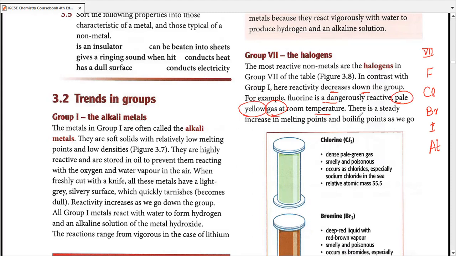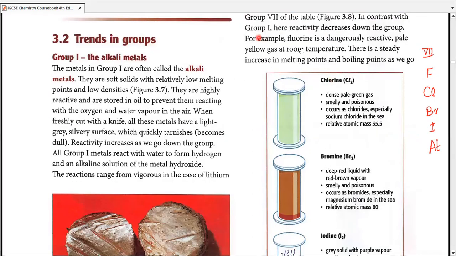All right. There is a steady increase in melting and boiling points as we go down this group from fluorine to astatine. And we're going to discuss some specific properties with the help of a diagram. I'm going to erase some part of it, not all of it, so you can see the group. Now, you already know from the lines right above this diagram that fluorine is a pale yellow gas at room temperature. Take a look at chlorine. They say dense pale green gas. It's smelly and it is poisonous.